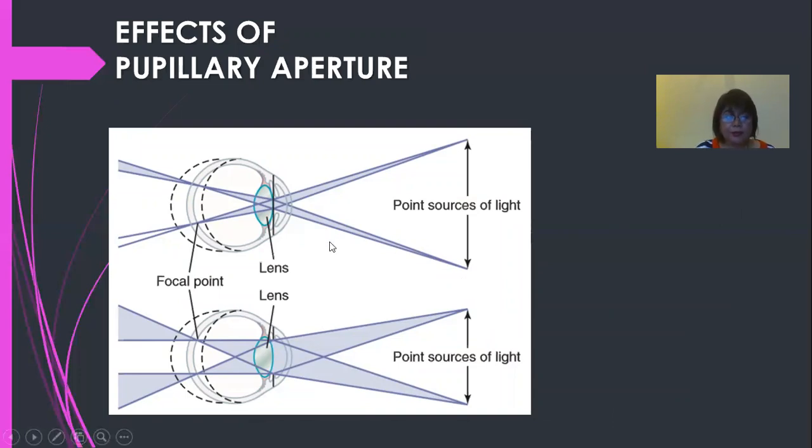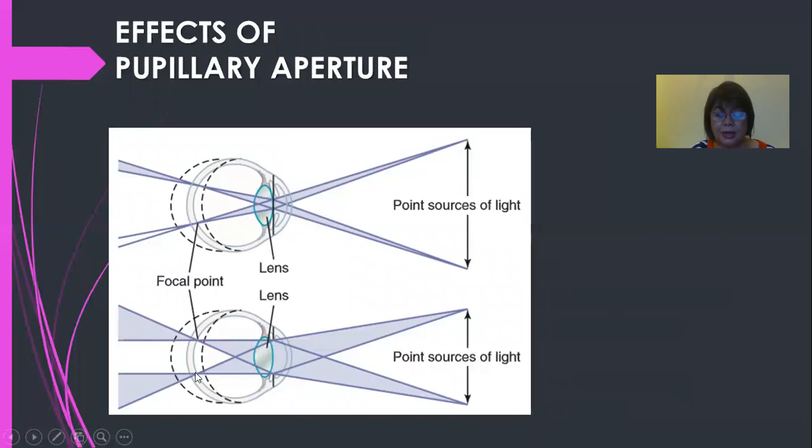What is the effect of pupillary aperture? The bigger the pupil aperture is, the less you are able to focus on the retina. The smaller the aperture, the greater is the distance of the focal point. So you have the focal point traveling from here to here, while in a bigger aperture, the focal point is only up to this part.